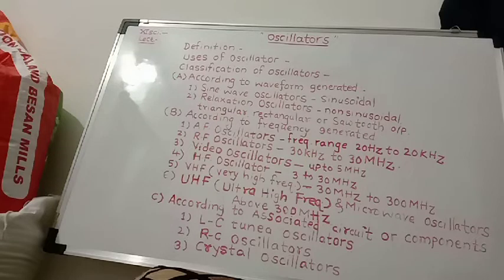In radio and TV receivers, there is a local oscillator circuit. These local oscillator circuits generate high frequency signals. So in radio and TV receivers also, a local oscillator circuit is used.